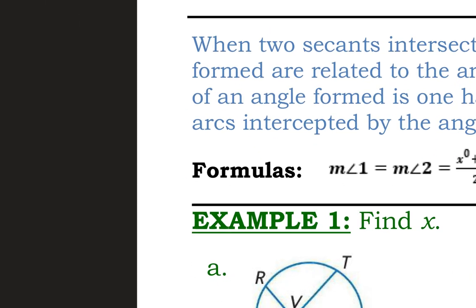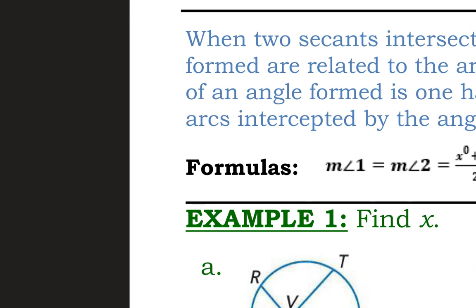Okay, so let's look at the first one. Here's X. What is the arc that intercepts X? What is the arc that's right there at the angle where X is? 130. All right, so you're going to look at 130, which is here. What arc is on the opposite side of the 130? 84, okay? So we're just going to take 130 and 84, add them and divide by 2.